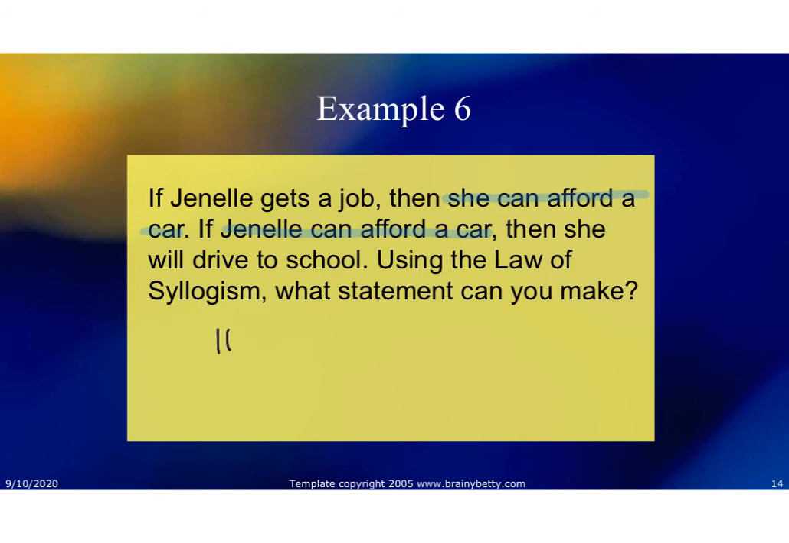So if Janelle gets a job, then she will drive to school.